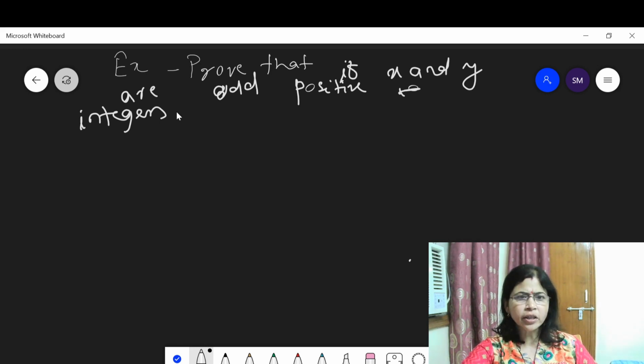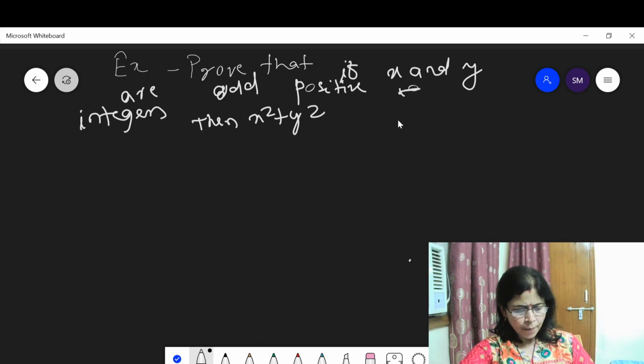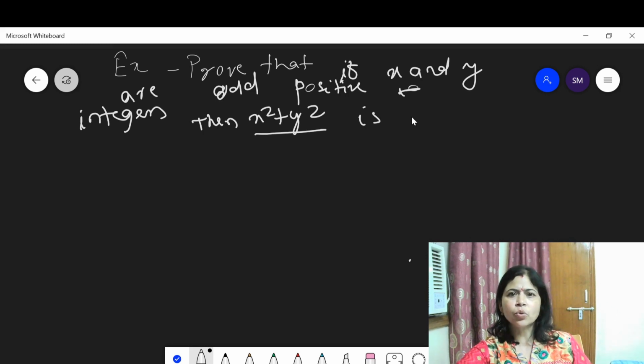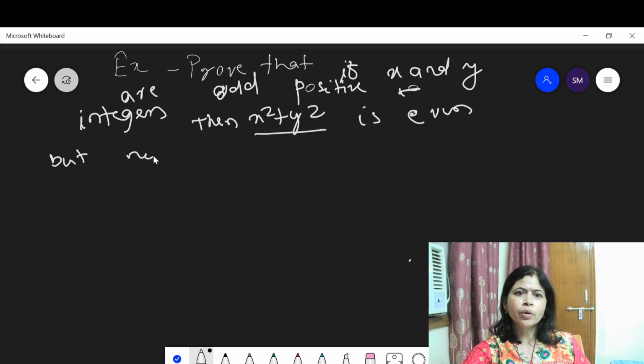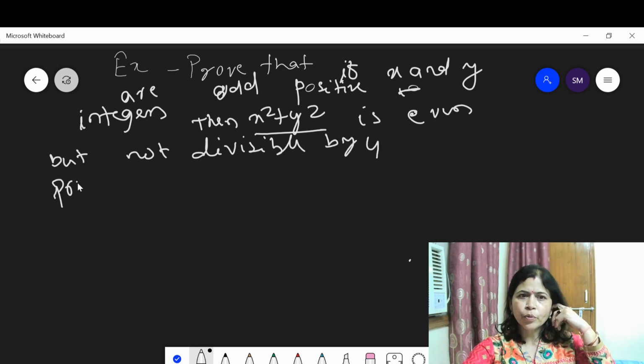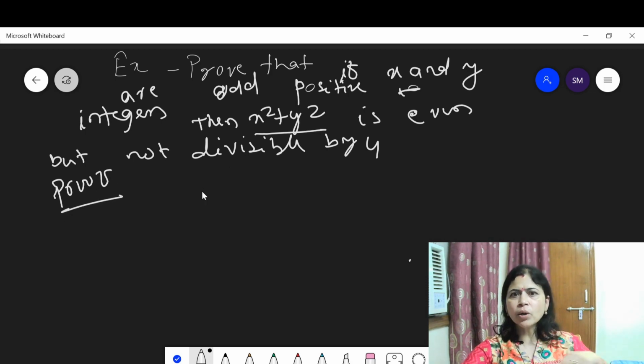Okay. Then here, if x and y are odd positive integers, then x square plus y square is even but not divisible by 4. We have to show that x square plus y square is even but not divisible by 4. Here then the proof. You have to prove that. Here x and y are positive odd numbers.